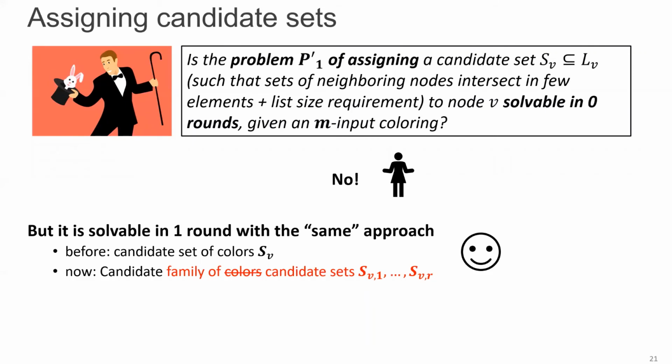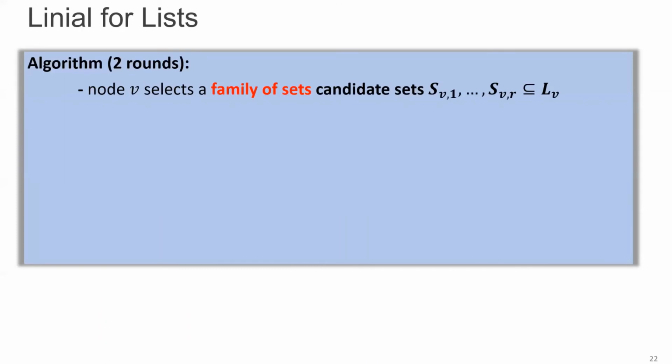But instead, we solve this same problem with a similar approach, but a higher order version of the same approach. So in fact, instead of just giving each node one candidate set, we give each node many candidate sets. And then you use 1 round of communication to select one candidate set. And then we solve this problem P prime 1. So let me do this a bit slower. In the paper we show how you can select such a family of sets of candidate sets.